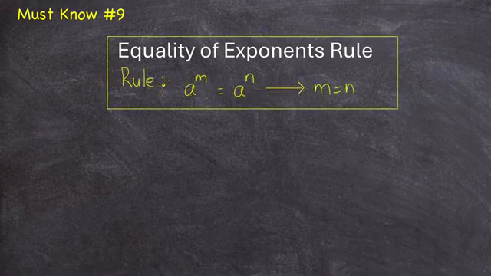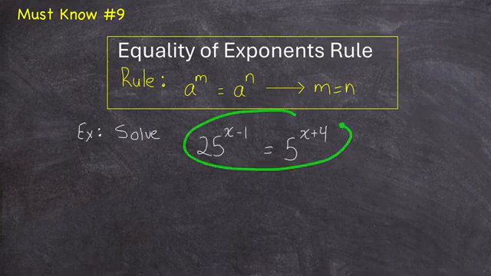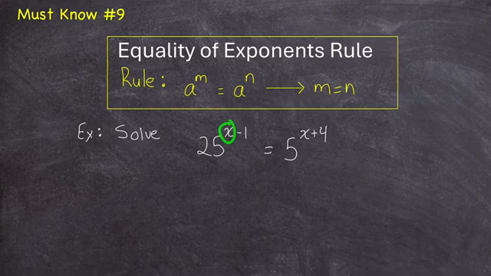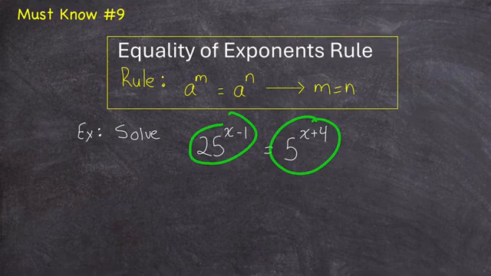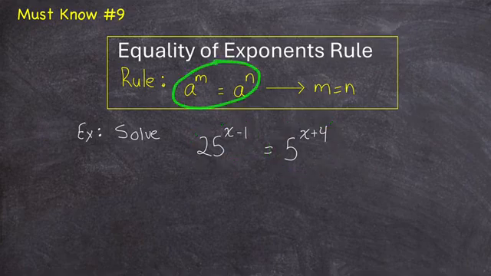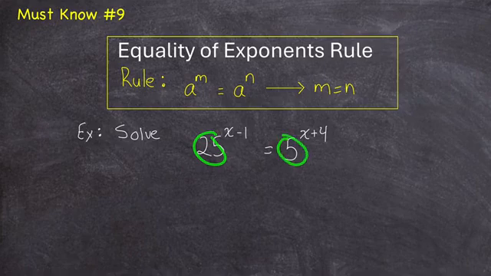So let me go ahead and show you an example of when we would want to use this rule when solving an exponential equation. If you have this exponential equation where you're trying to solve for the value of the variable x that makes the equation true, if you can rewrite these two powers so that they have the same base, we would be able to use this rule where we could then set the exponents equal. Well, 25 and 5 could both be written as powers of 5.